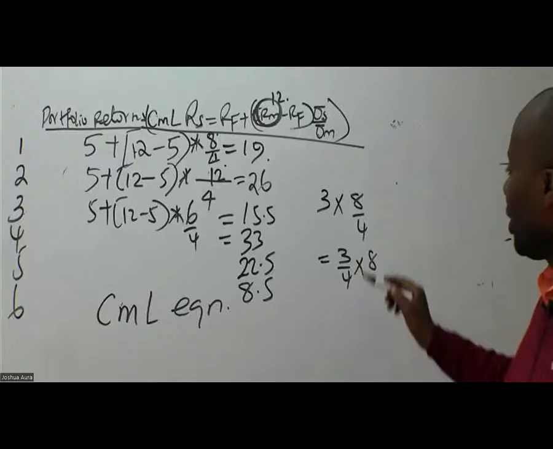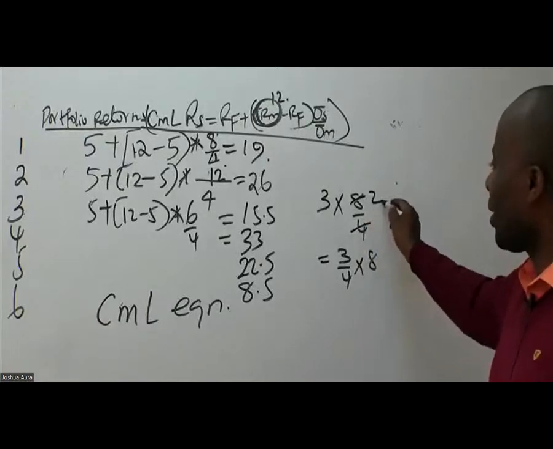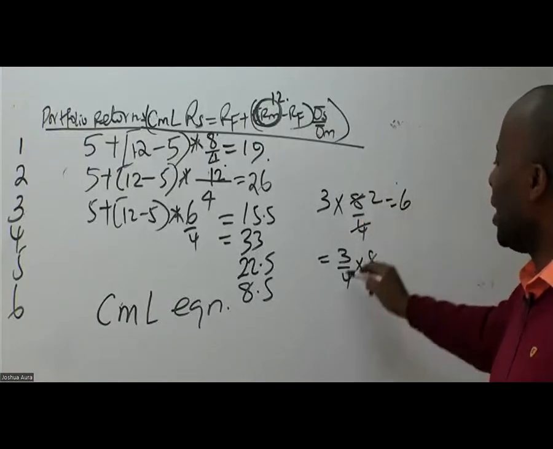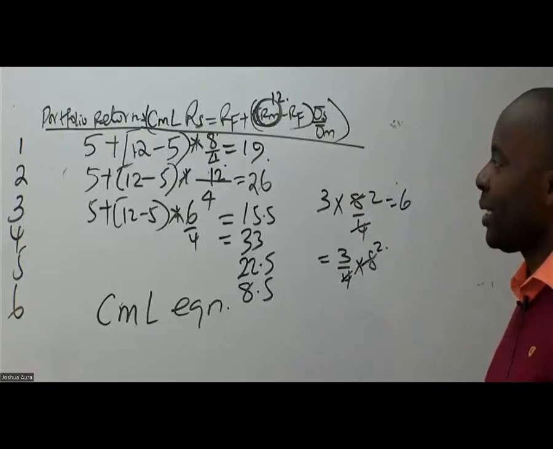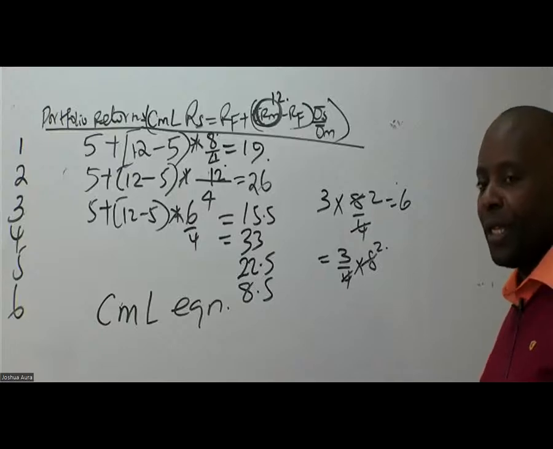Why? Because this 4 can knock this 8, giving 2, and 3 times 2 gives me 6. And this 8, times this 4, can still knock that. They're the same.